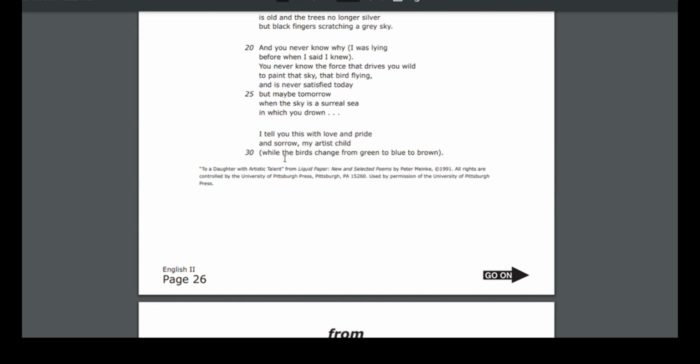So we'll just go ahead and read these. I'll tell you this with love and pride and sorrow, my artist child, while the birds change from green to blue to brown.